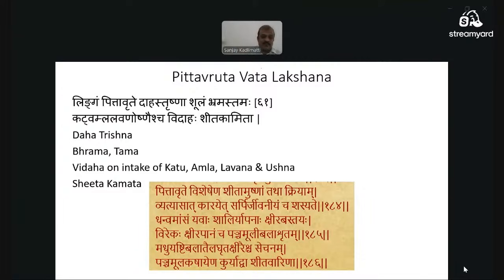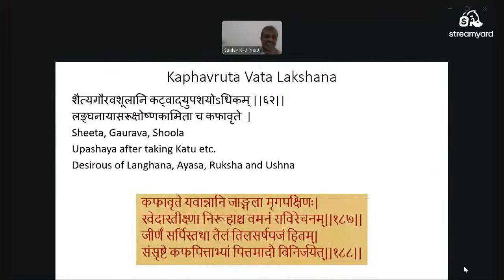That is why here, in the second line, vyatyasa is important. One thing is not affected because both are opposite: one is shita and one is ushna. Even though the mixture has caused the yogavahi property, sometimes something dominates. At that time, you have to use shita and ushna as vyatyasa chikitsa. Kapha Avrata.